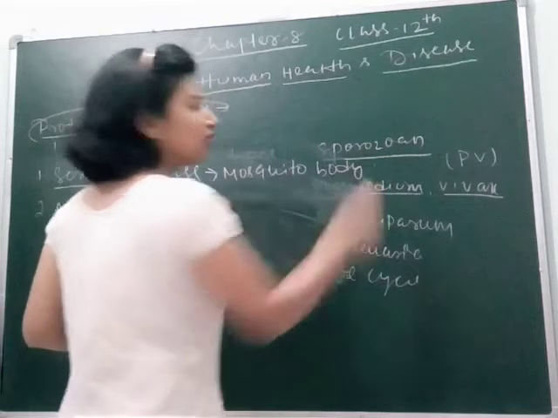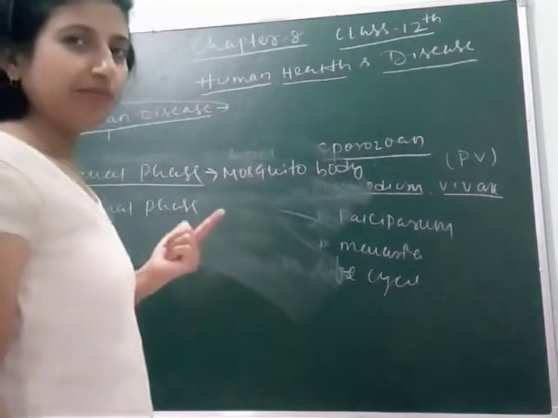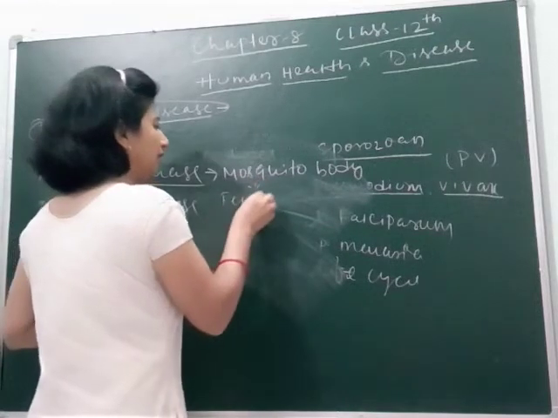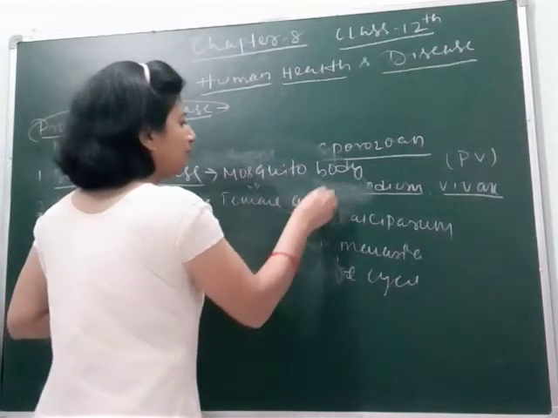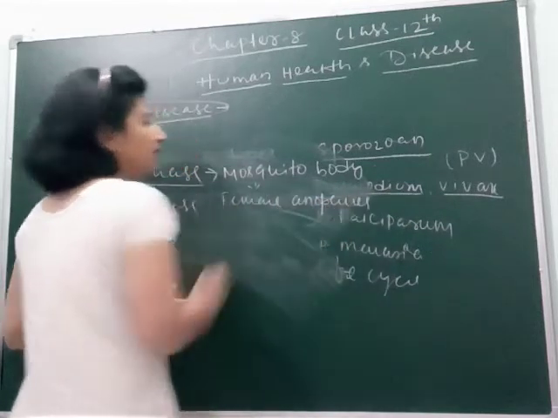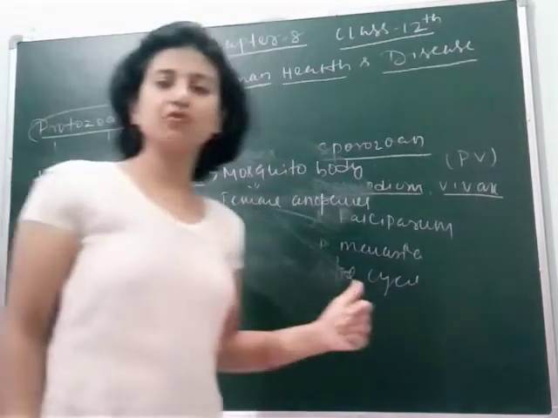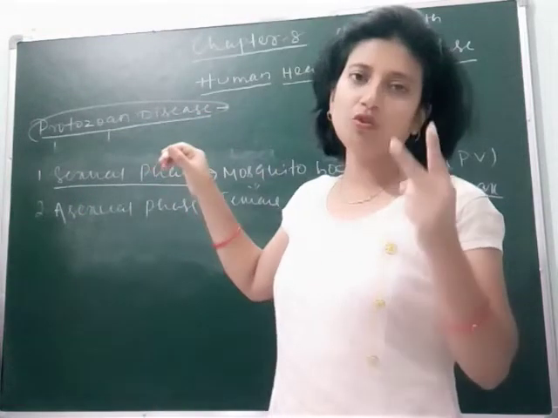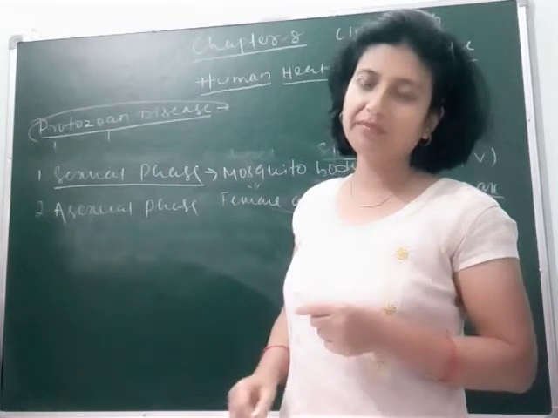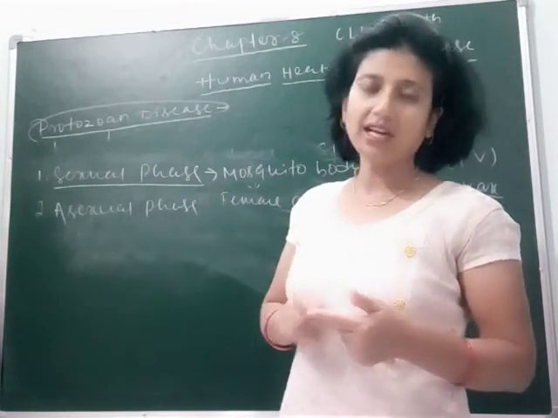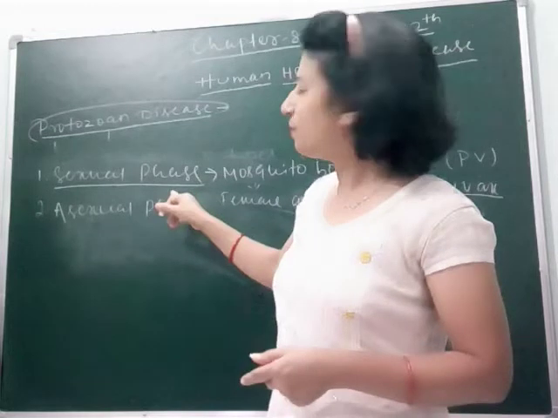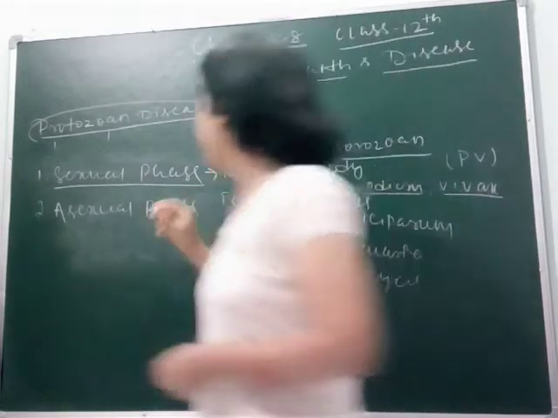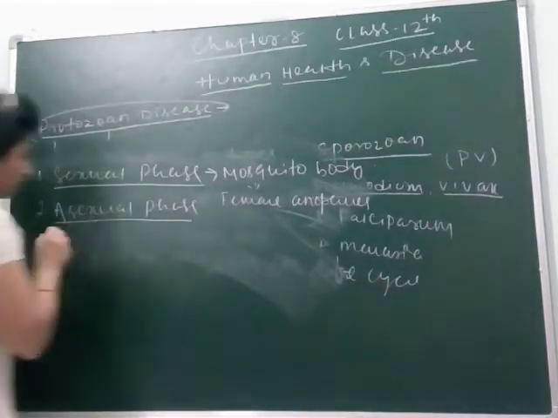Do you know which mosquito that is? That is the female Anopheles mosquito. So here is a quick recap: Plasmodium needs 2 hosts to complete its life cycle. One is the sexual phase, another is the asexual phase. The sexual phase is completed inside the mosquito, that is the female Anopheles mosquito, and the asexual phase is completed inside the human body.